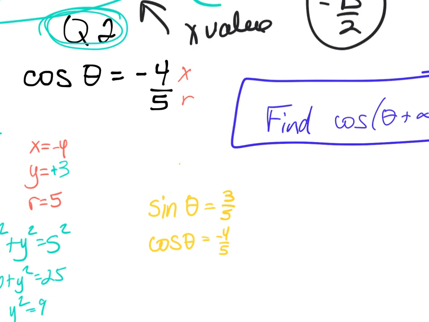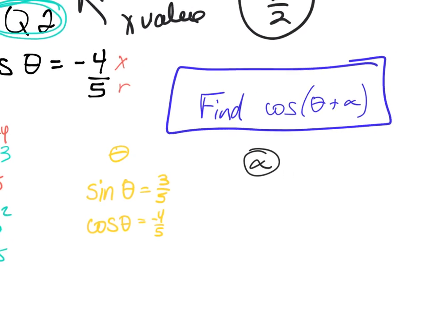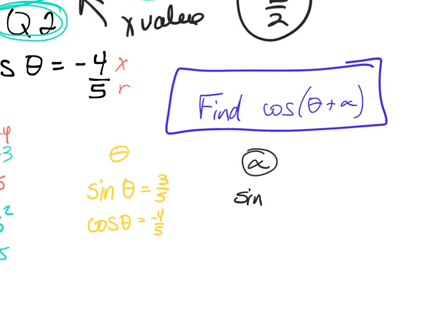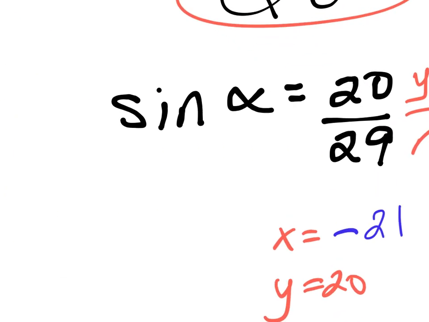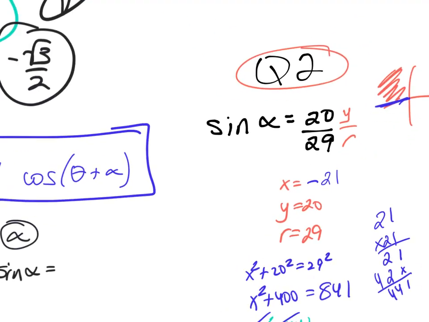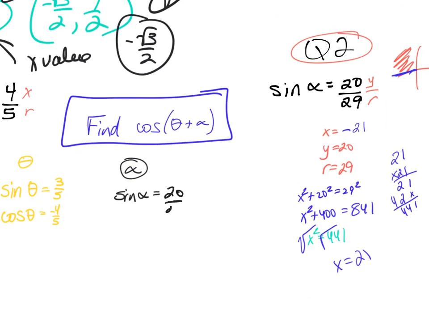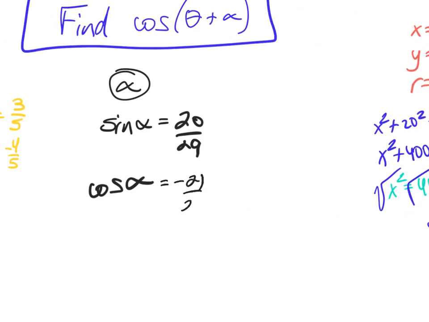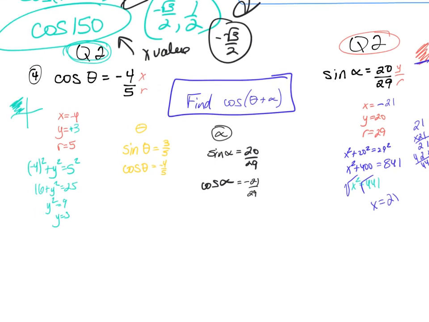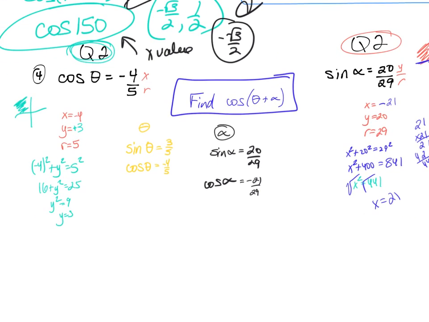You've done this before. Okay, this is our theta. And then, you guys, here's our little fishy. I need the sine, which is what? What did they tell me it was? It says it right here. 20 over 29. And then what's the cosine? Negative 21 over 29. Yes? Okay, so now this is all we need. Took us a minute to get here, but this is all we need to find out what the cosine is of those 2 angles combined.